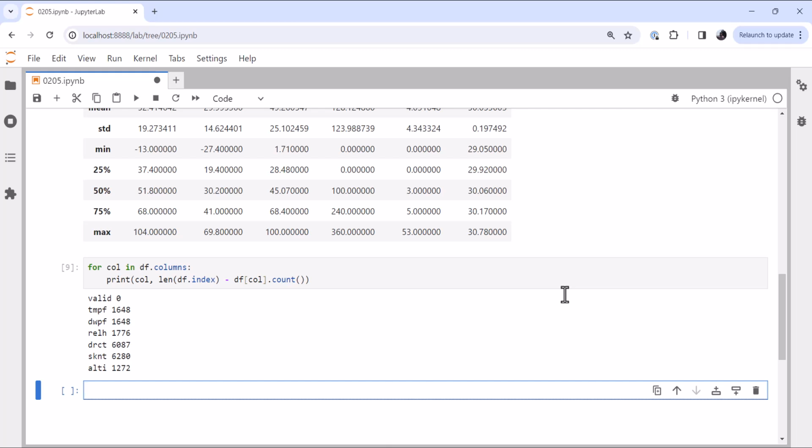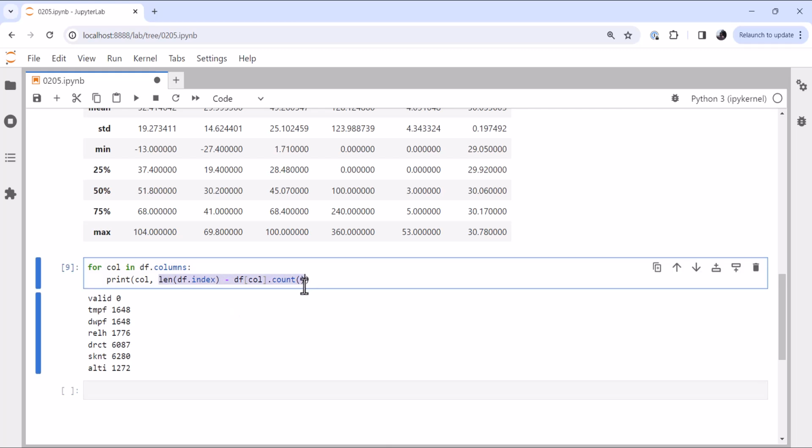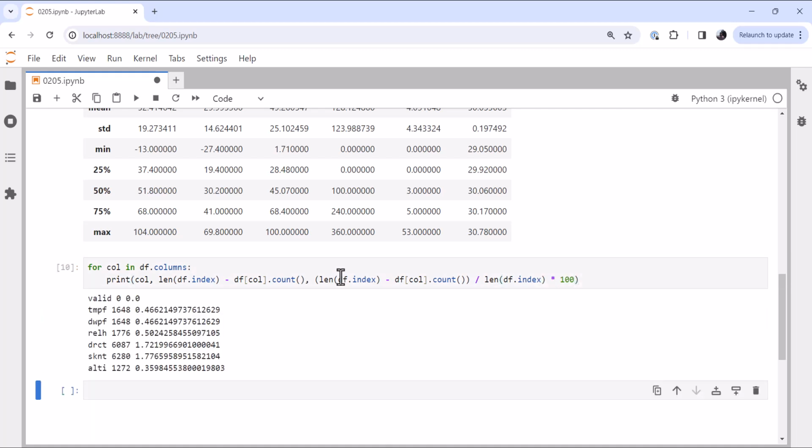And then we're missing almost 1,300 altimeter settings. That seems like a lot. But we're also dealing with a lot of data here. We're dealing with almost 14 years of data. So I'm going to add in what percentage of the data are missing. We'll take that same number and divide it by the total number of rows in the data frame and multiply by 100. So we see at worst we're missing 1.7% of the data. Most of it's 0.5% or less though. Okay, so we get a little feel for that.